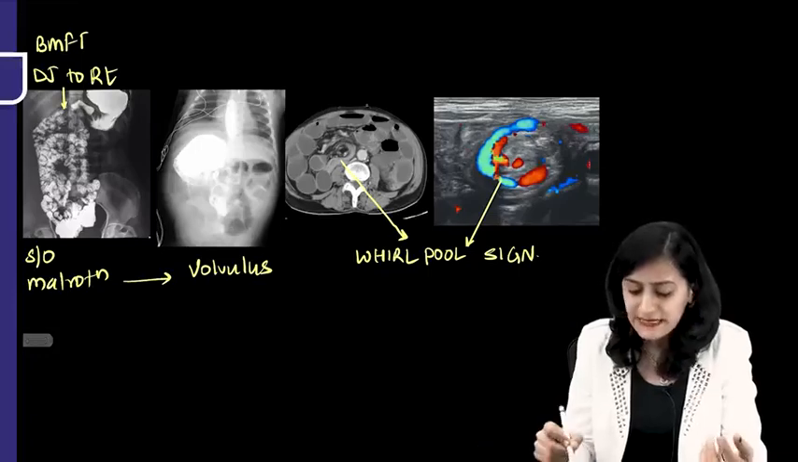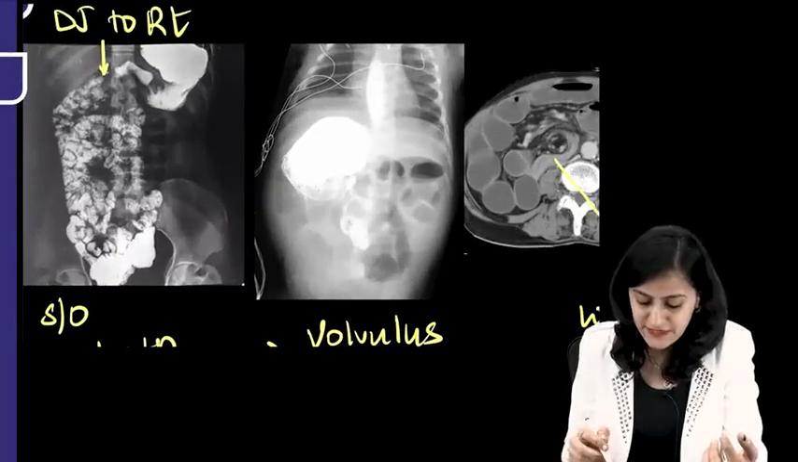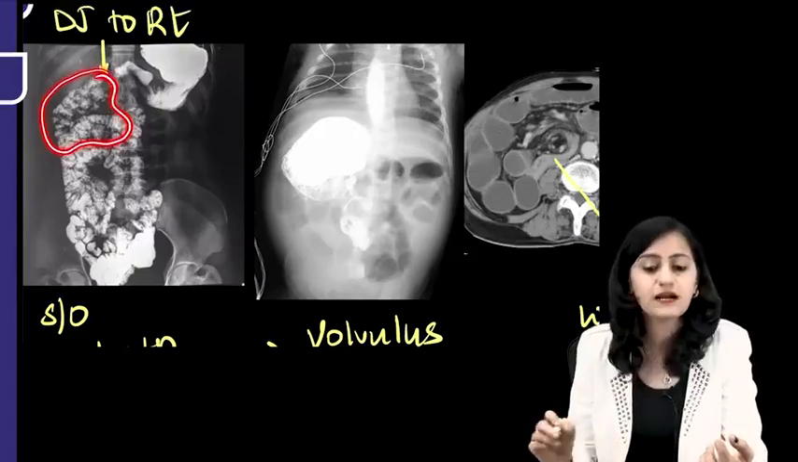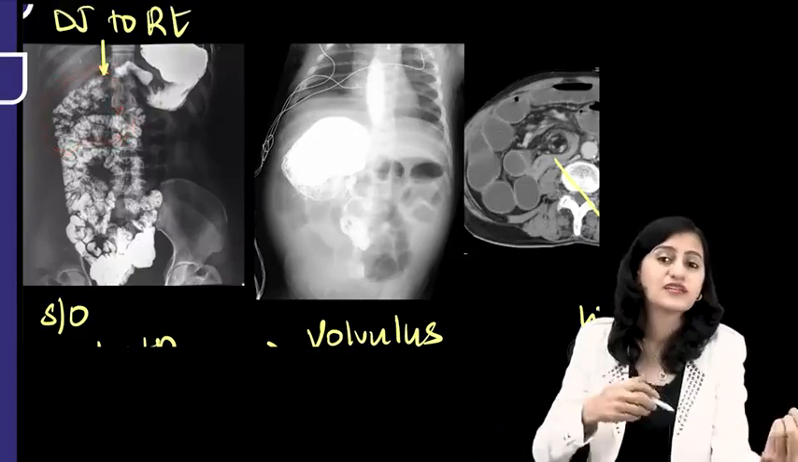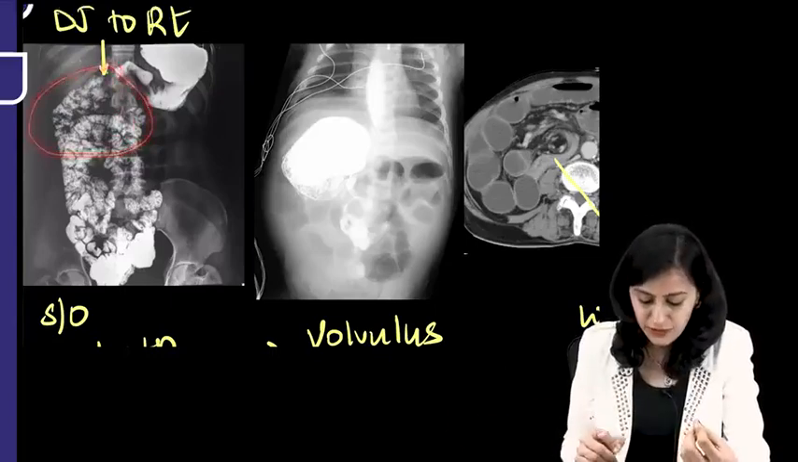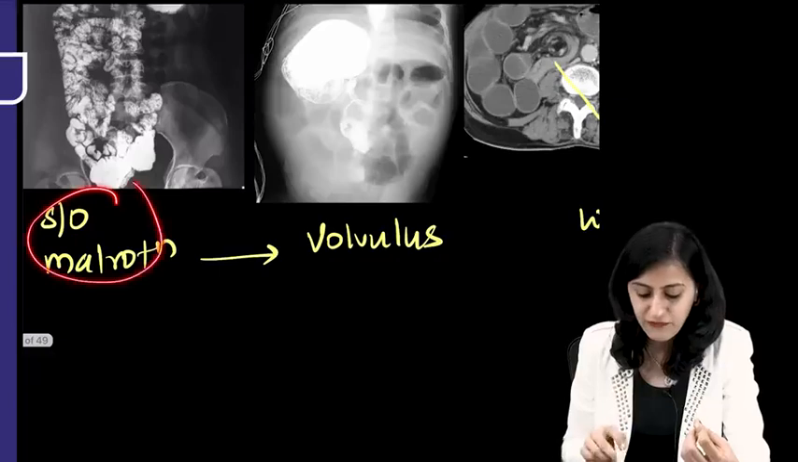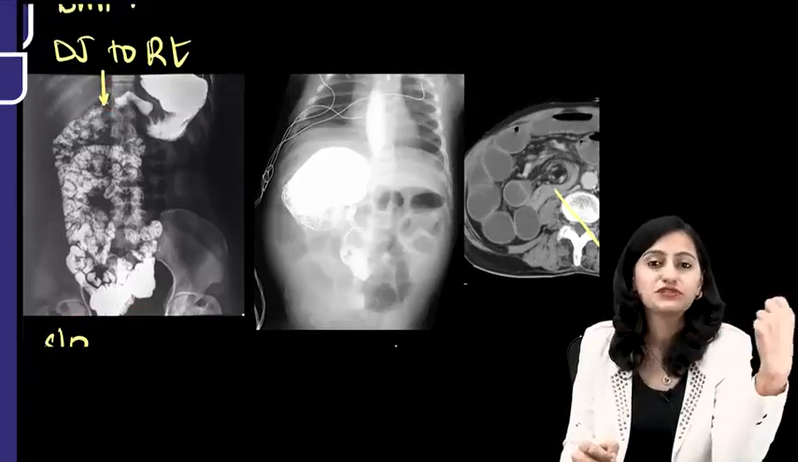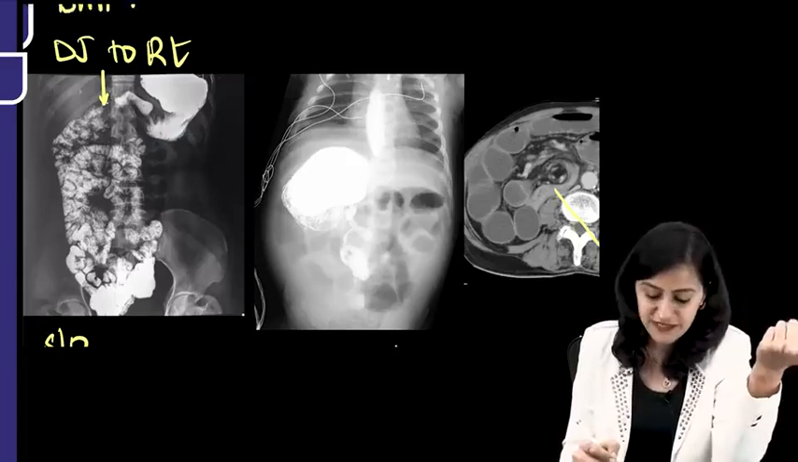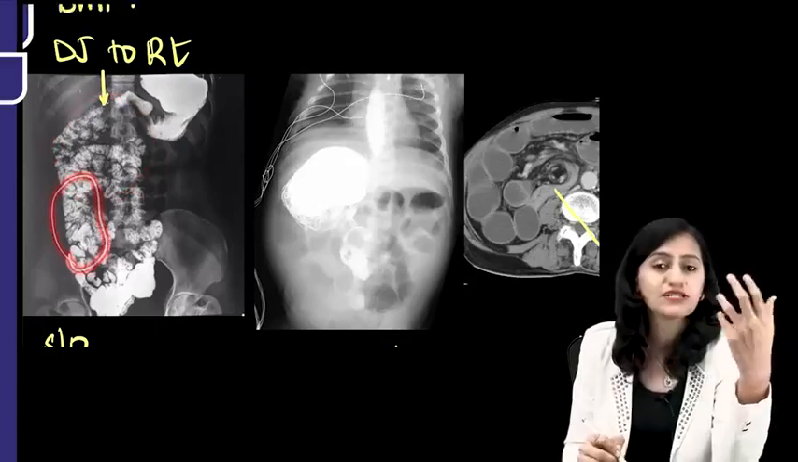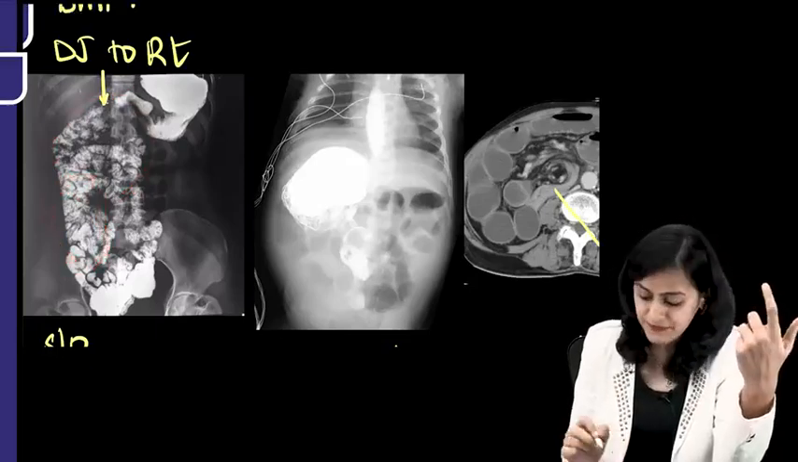Now, in the barium meal follow through, this investigation also is BMFT. But what do you see here? That the feathery appearing jejunal loops are not on the left side but on the right side. And this is suggestive of malrotation. So when the DJ flexure, the duodenojejunal flexure, does not cross to the left side, then it is suggestive of malrotation, because you see the cecum on the right side. So that is malrotation.